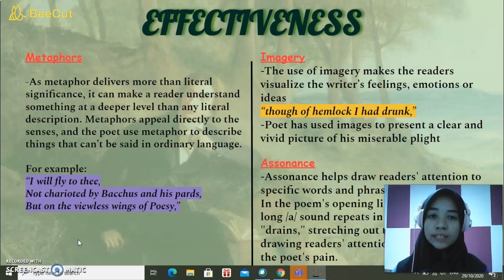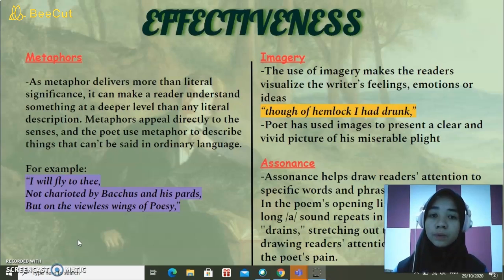The second one is imagery. The use of imagery makes the readers visualize the writer's feelings, emotions, or ideas. For example, in the poem, "though of hemlock I had drunk." By this, the poet has used imagery to present a clear and vivid picture of his miserable plight. He wants to say that he is kind of drunk and out of it.